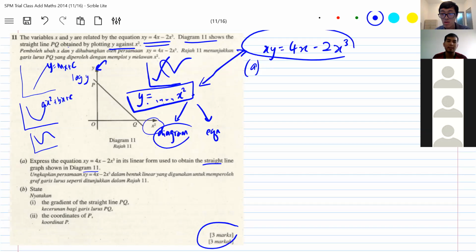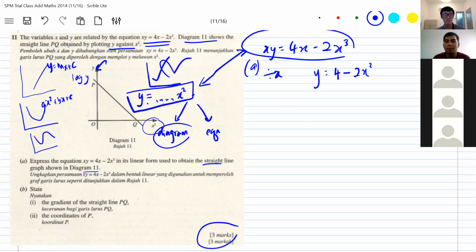So in this case, you just divide every term by x, right? Divide by x. So then you get y, because xy divided by x is equal to y. 4x divided by x will give you 4. And then 2x cubed divided by x will be 2x squared. And the answer is just that. It came out straight away.